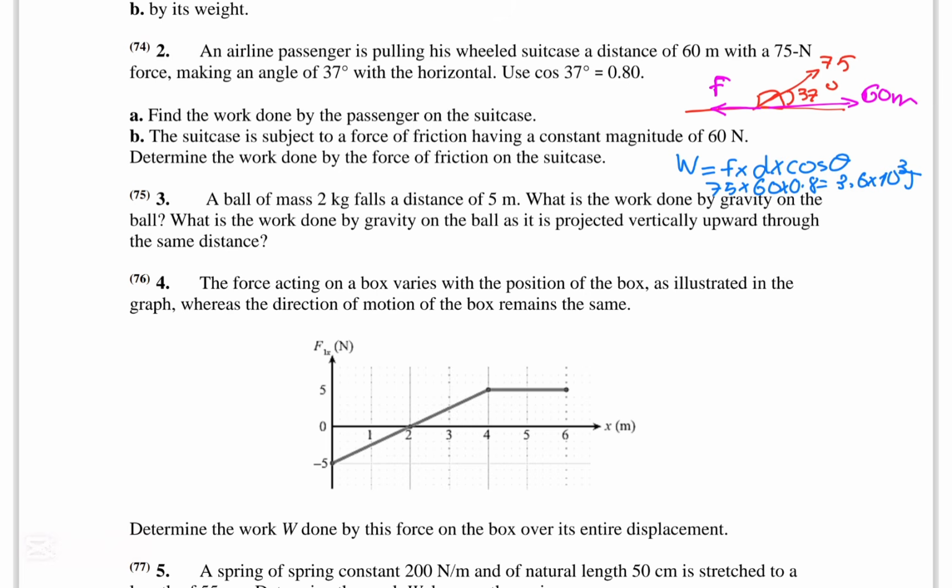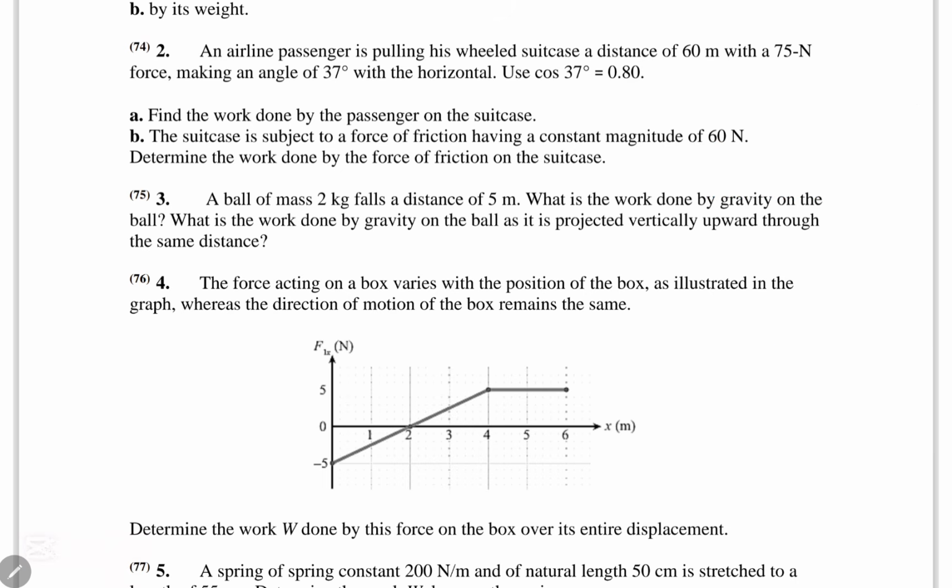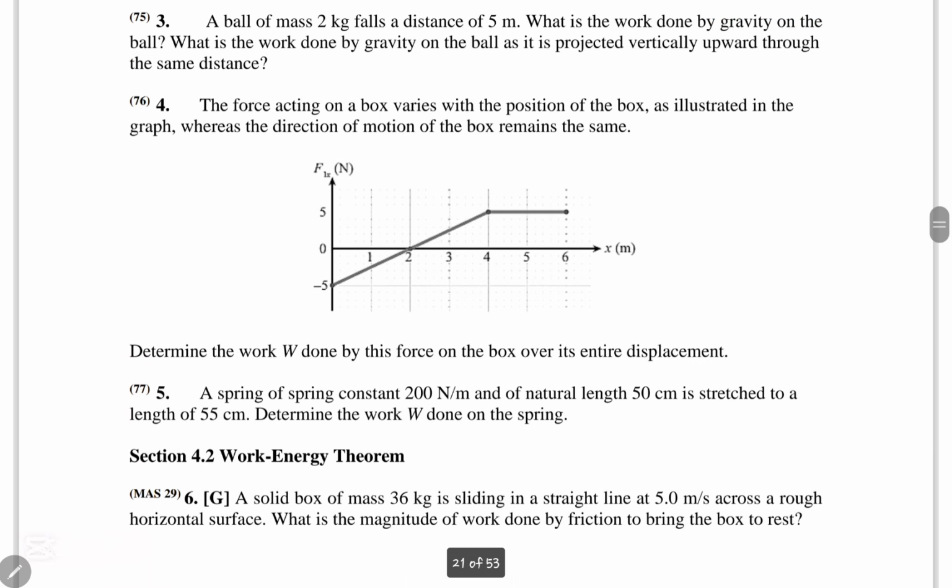Okay, the work done is equal to the force, which we know is how much? It's 60 newtons, they gave it to us, times the displacement, which is 60 meters, times cosine of the angle. The angle from here to here is 180 degrees. So you put it on your calculator and you will get minus 3.6 times 10 to the power of 3 joules. And that's it for question number 2. We'll move on to question number 3.